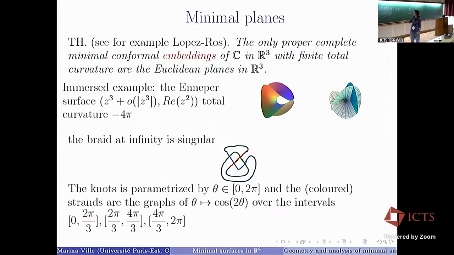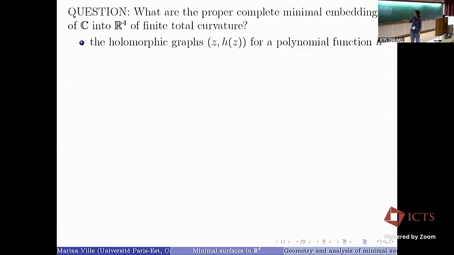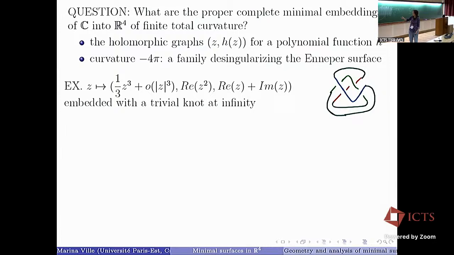And so what happens in R4? Are there embedded minimal planes in R4? There's a trivial example of holomorphic, complex curves. But they're not the only ones. By analogy with R3, we could have thought they're the only ones, but they're not. So for example, we can desingularize the Enneper surface by adding a fourth coordinate. And then we get this braid, a knot at infinity, and it's a trivial knot, and it's embedded.